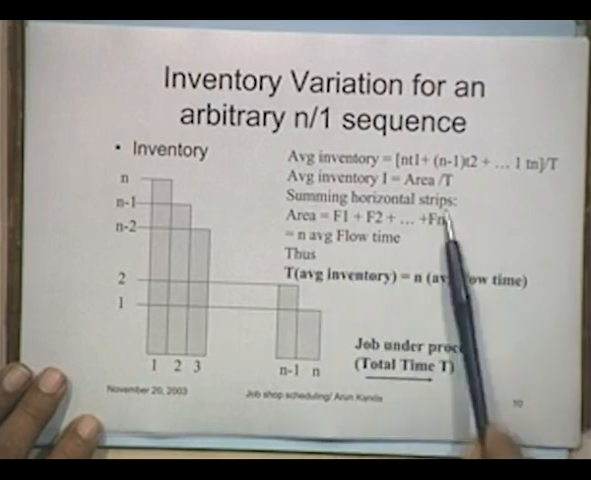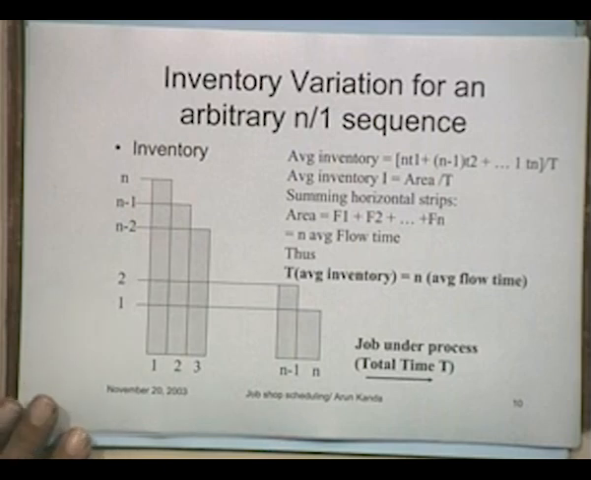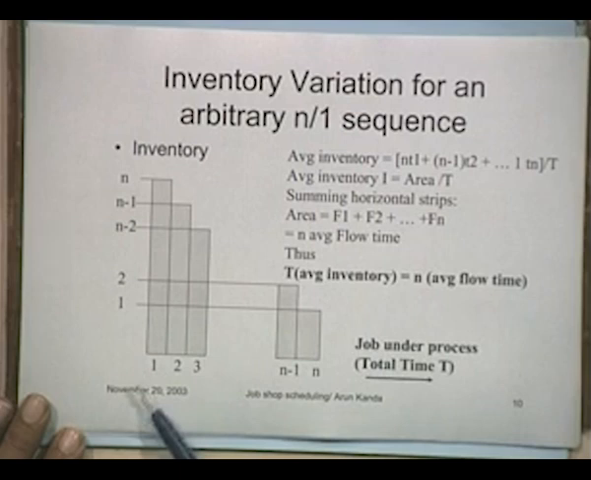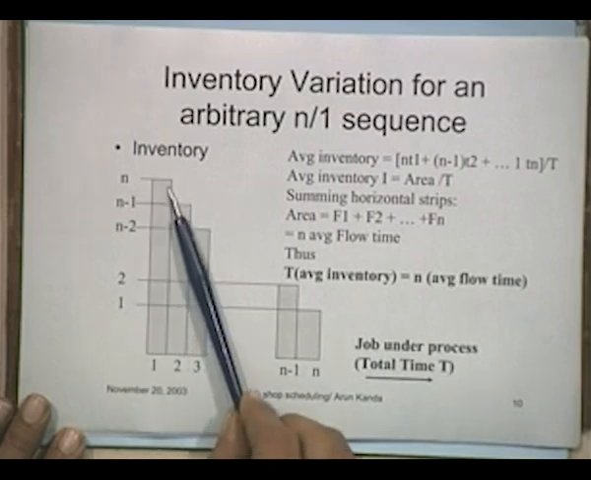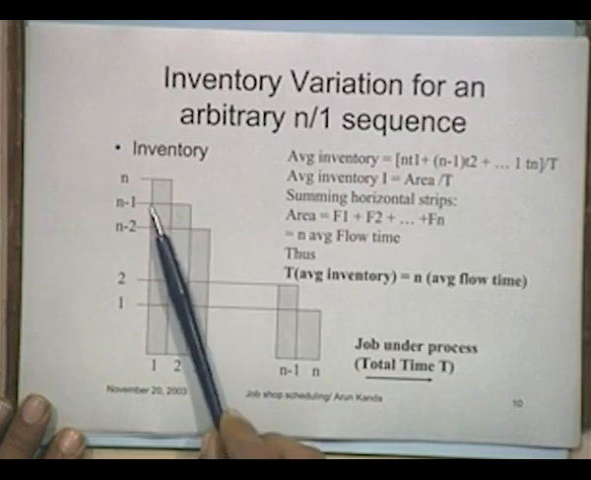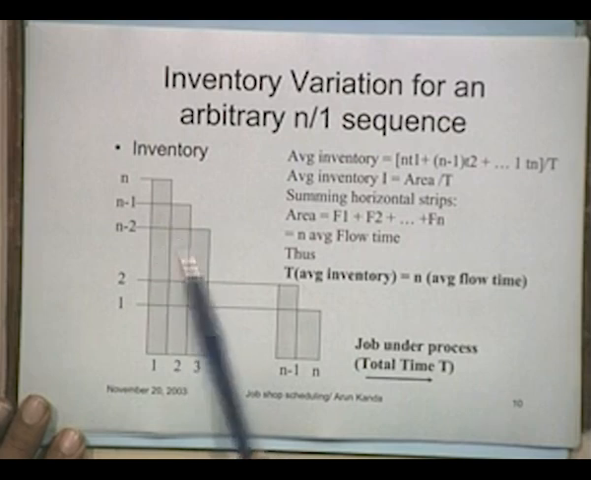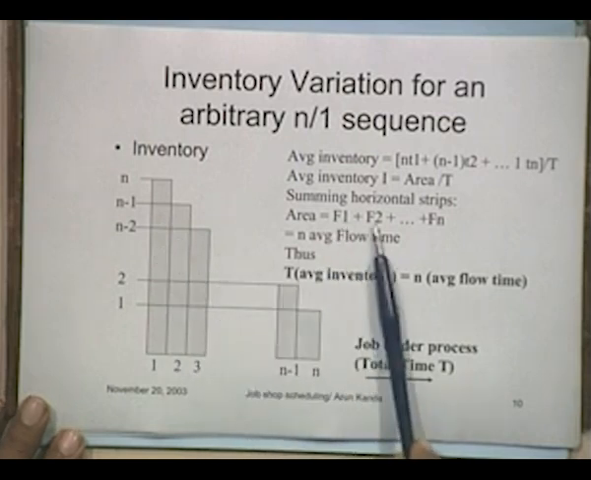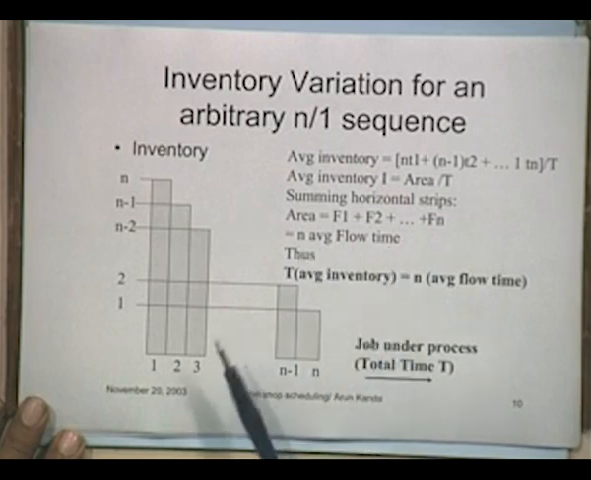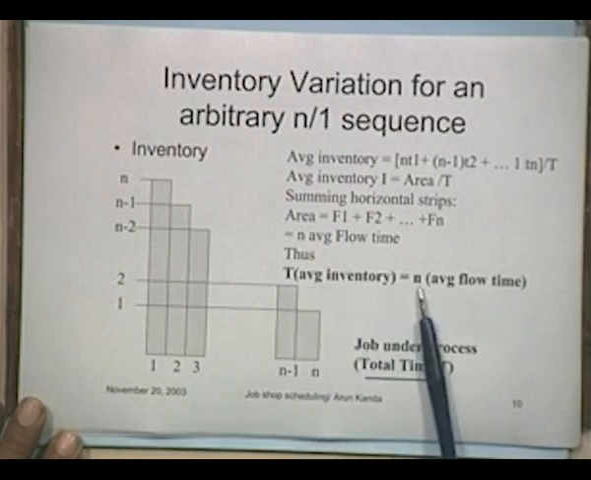Then if you sum up the horizontal strips, the total area should work out to be the same. So summing up the horizontal strips, what does it show? This is the flow time of the first job in the sequence. This is the flow time of the second job in the sequence. So this flow time means this is the waiting time, and then this is the processing time, and so on. So the total area is F1 plus F2 and so on up to Fn, which is nothing but N times the average flow time, and thus T times the average inventory is equal to N times the average flow time.